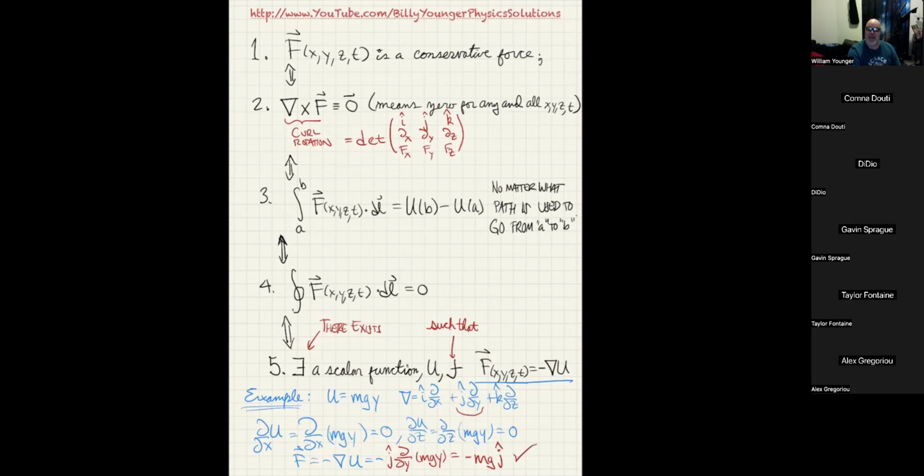So yes, that's a truism. Okay. So anytime you have a conservative force, that means it allows you to find a scalar potential that you can use. And this is all coming from that. That's it. That's all I wanted to cover with you guys.